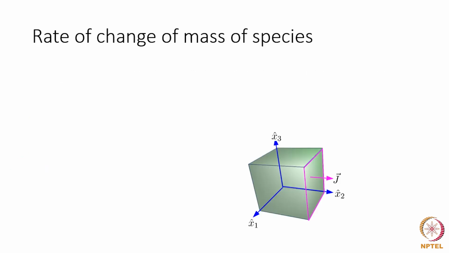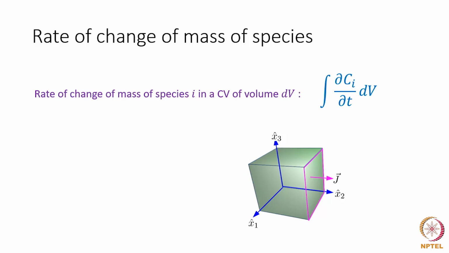Okay, so what we are saying is that now we are going to look at a control volume that is fixed in space and see how the rate of change of the mass of species I in this control volume is going to be affected. So the rate of change of mass of species I in a control volume dV is given by the integral of dou Ci by dou t into dV. Okay, now this is a volume integral, and as you can see it is just the rate of change of mass, because this is already per unit volume and we multiply by the volume itself. So this term will have units of kg per second.